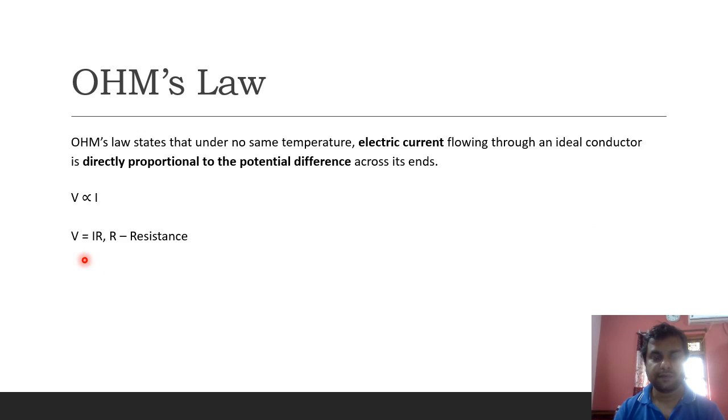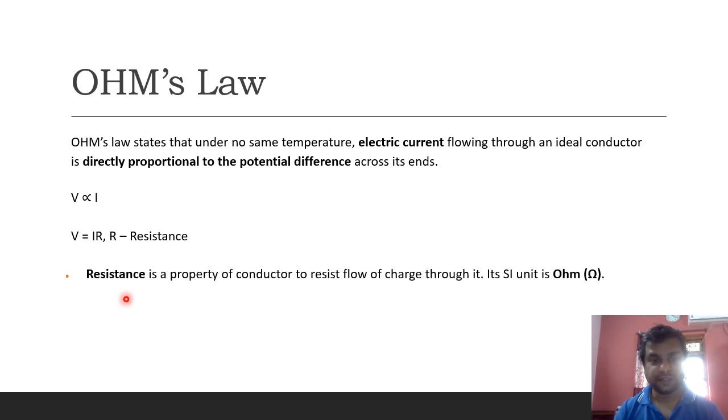And we remove the proportionality sign using a proportionality constant, which is R, and R over here is resistance. Resistance is a property of the conductor to resist the flow of charge through it. So depending on the conductor, that means we are talking about a metal, each will have some amount of resistance to the flow of current.